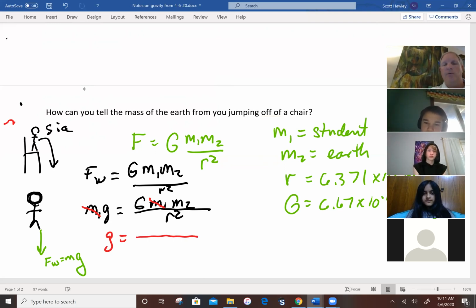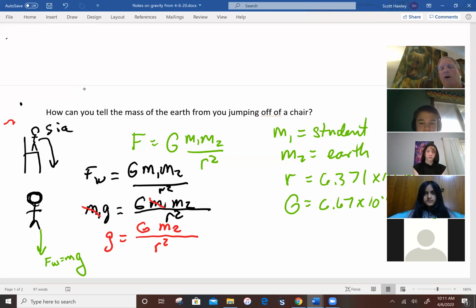Okay, this is going to be equal to big G, which is 6.67 times 10 to the negative 11th, times the mass of the Earth, which I supposedly don't know, divided by the radius of the Earth squared. And even the ancient Greeks knew the radius of the Earth. Okay, 2,000 years ago, they knew this. So do you see I know every single thing in there except for the mass of the Earth? Now watch, I'm going to solve for M2.